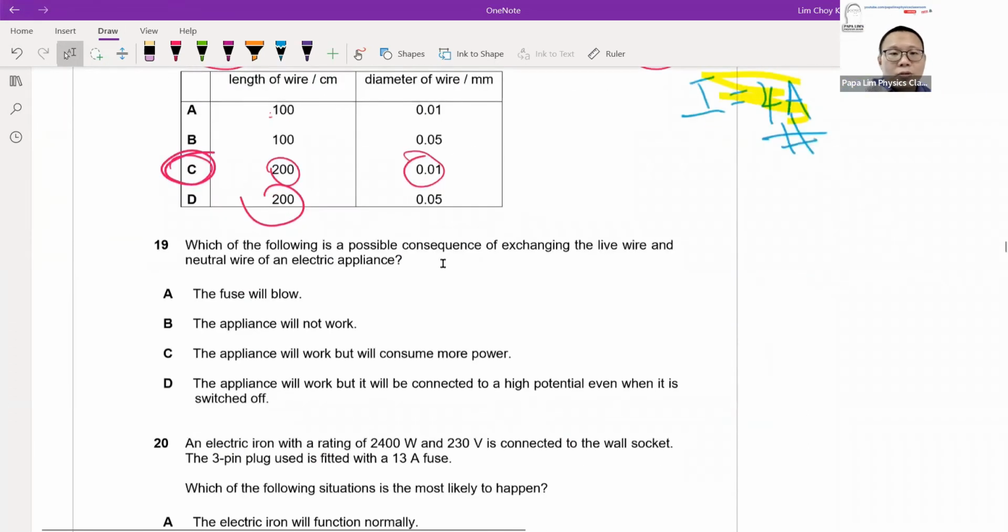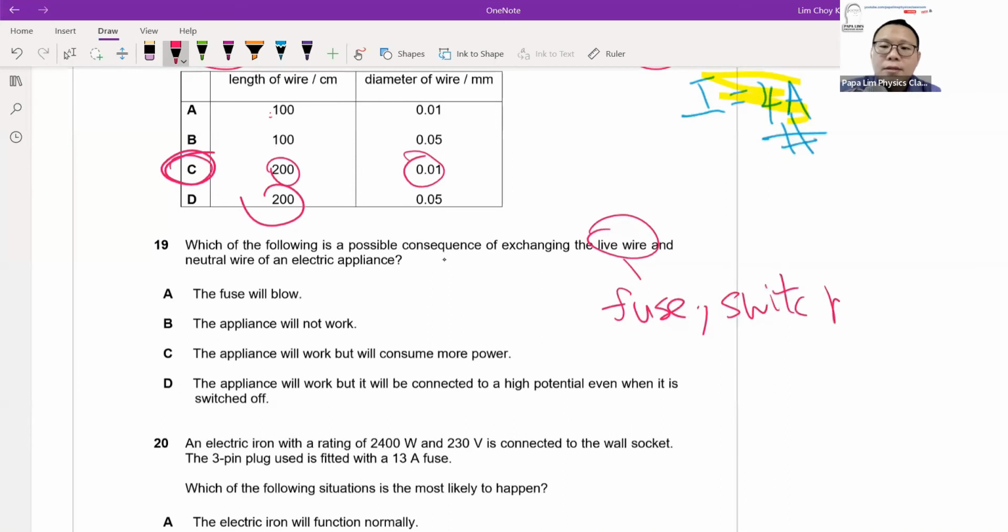Question 19. Which of the following is concerned with exchanging the live and the neutral cable? Live and neutral cable, remember, the important thing about the live cable, why you want to specify it, is because I can put my fuse at the live cable, I can put my switch at the live cable. This is one of the main purposes of the live cable, to indicate where I should place the safety precaution. But other than that, the live and neutral are just two different wires. You can just swap them around.